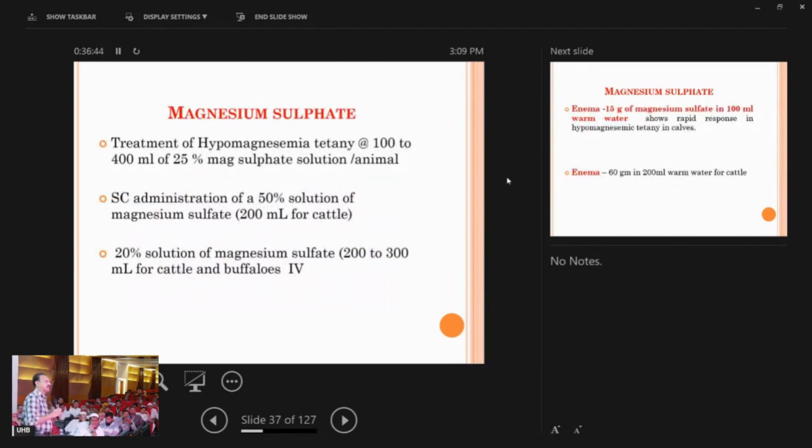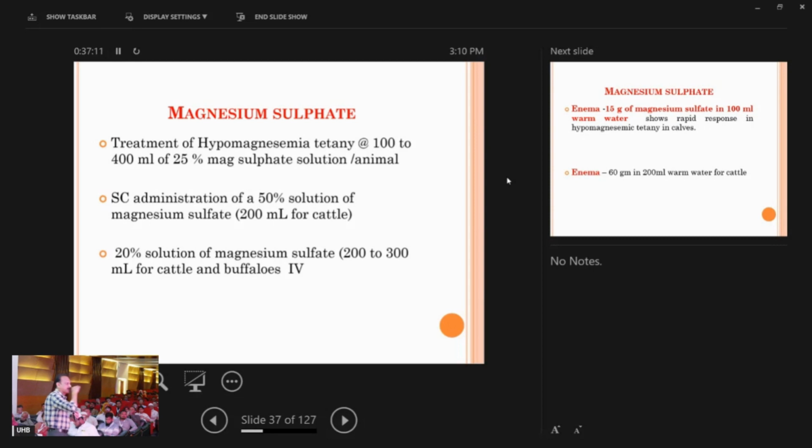So for treatment of hypomagnesemic tetany, you have to go for 100 to 400 ml of 25% magnesium sulfate solution. Whenever you are working in field conditions, the percentage is very, very important. If you are using a saturated solution of magnesium sulfate, what will happen? The animal will die because of respiratory paralysis. So you have to ensure that the percentage is correct.